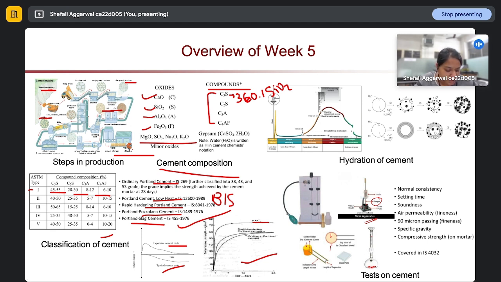So what are the advantages of this? What do we say? Advantages of high alumina cement? Anybody?